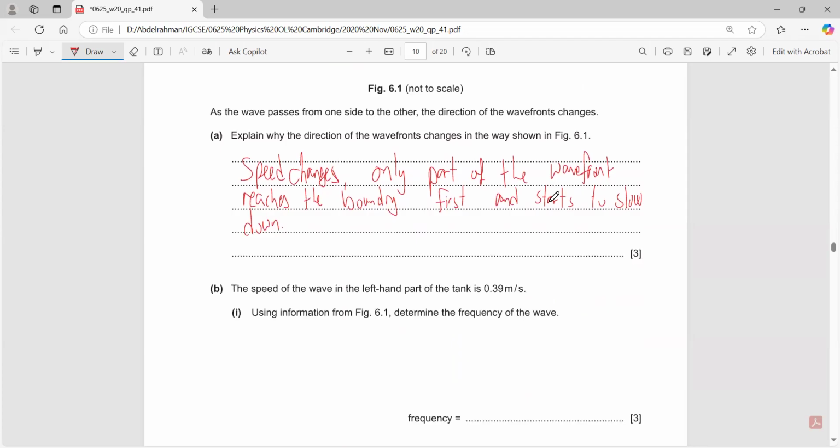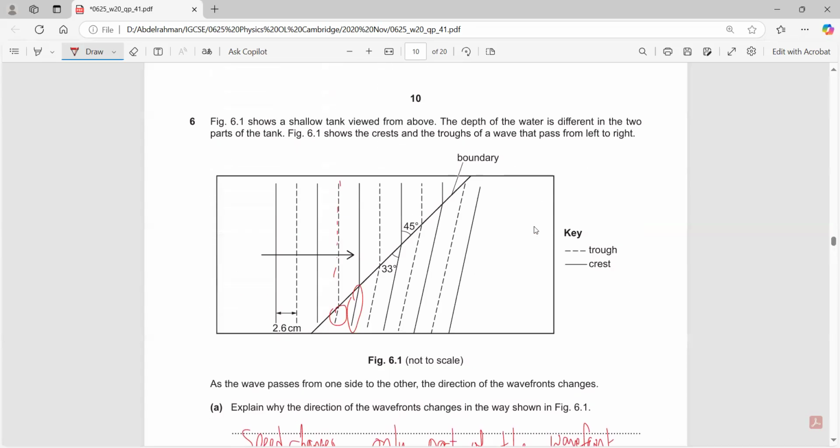The speed of the wave in the left hand part of the tank is 0.39 meters per second. Using information from figure 6.1, determine the frequency of the wave. Can I find the frequency? Yes, I have an equation. Speed equals wavelength times frequency, so the frequency equals speed over wavelength. The speed is 0.39. What is the wavelength on the left part? 2.6.